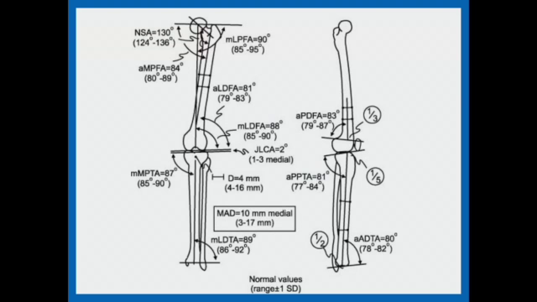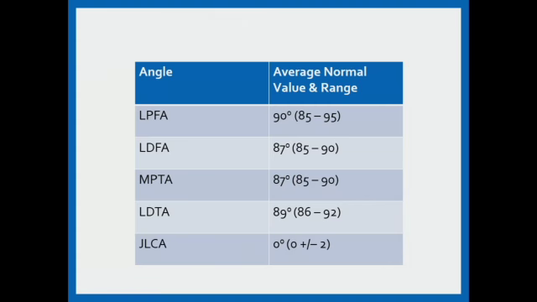So what are the normal joint angles? I know that this is a very busy slide, and you don't have to actually sit and calculate all these angles. So there are basically 3 or 4 angles that you look at, and these angles are the lateral proximal femoral angle. This can be either mechanical or anatomical, but we mostly tend to focus on mechanical. Then the lateral distal femoral angle, the medial proximal tibial angle, and the lateral distal tibial angle.